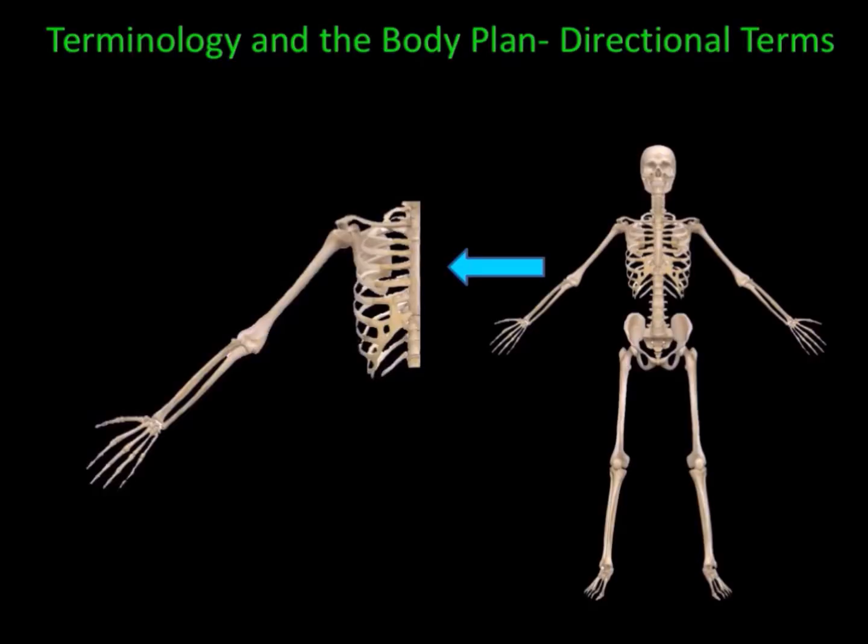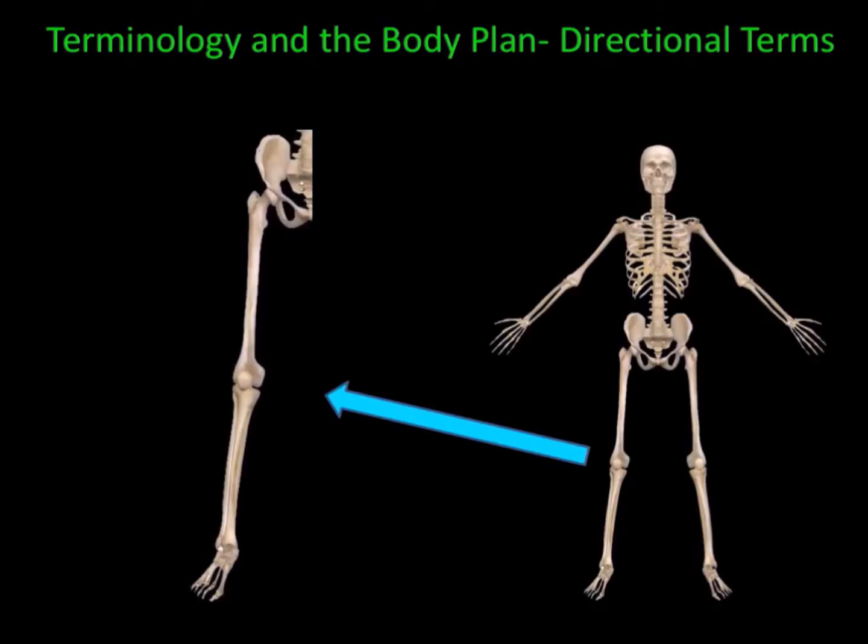The next set of terms describe how close or how far away a structure is in reference to the trunk. Closest to the trunk is proximal. Furthest away from the trunk is distal. So for example, the shoulder is proximal to the elbow, and the elbow is proximal to the wrist.